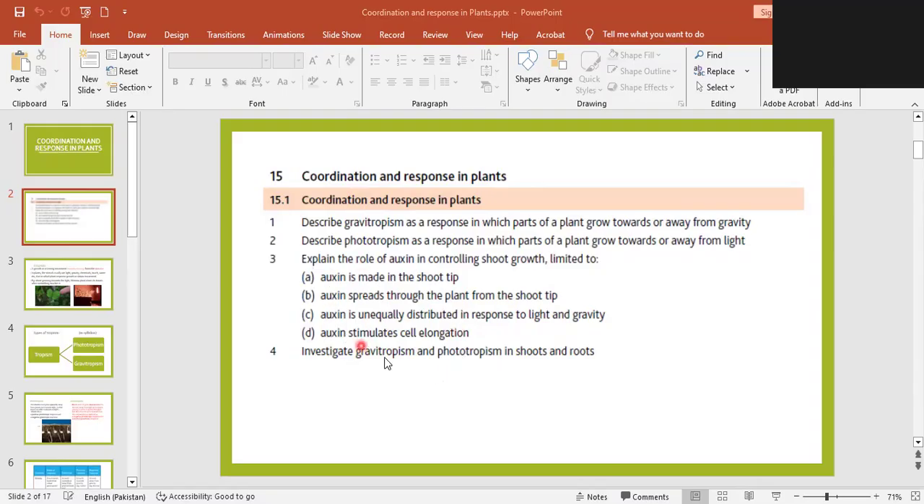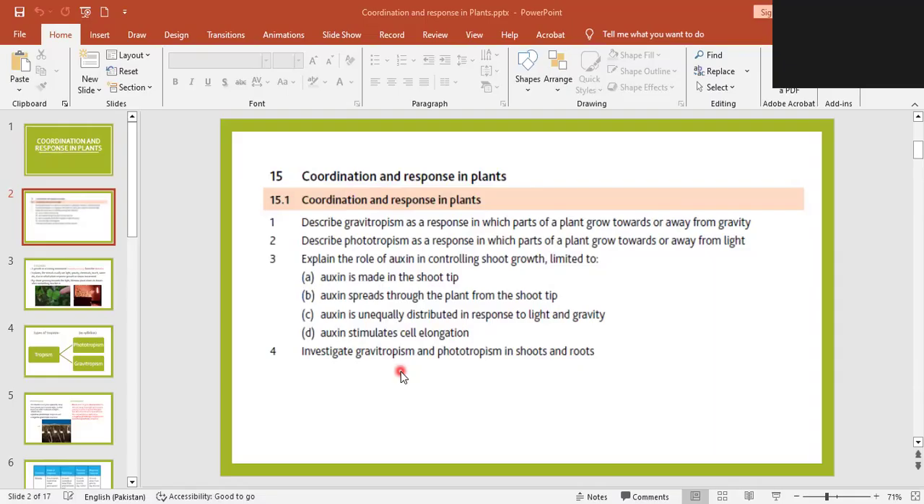So this chapter has three parts. Number one, tropism. Tropism means the response towards light or gravity, right? Number two, the action of auxin in cell elongation. And number three, the investigations. This chapter has major investigative questions which are important for your ATP and P1 and P2 as well. Means you can expect that this chapter will be part of P1, P2, or P4, right?